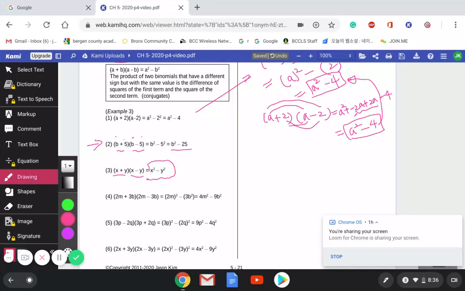Now, a little more complicated, but again, number 4, 2m plus 3b times 2m minus 3b. So that becomes the first term as 2m and the second term as 3b.